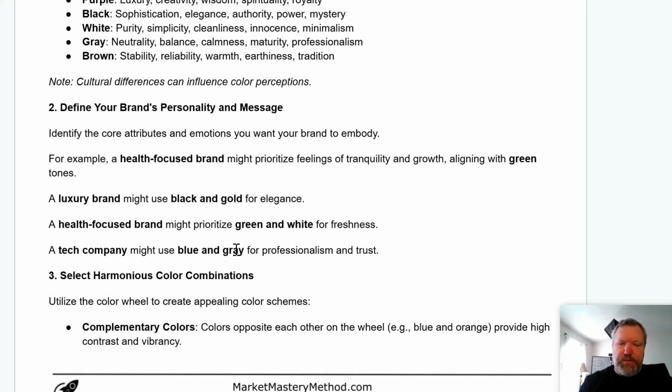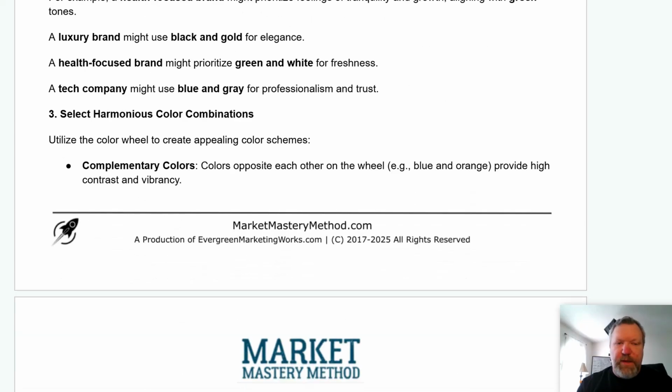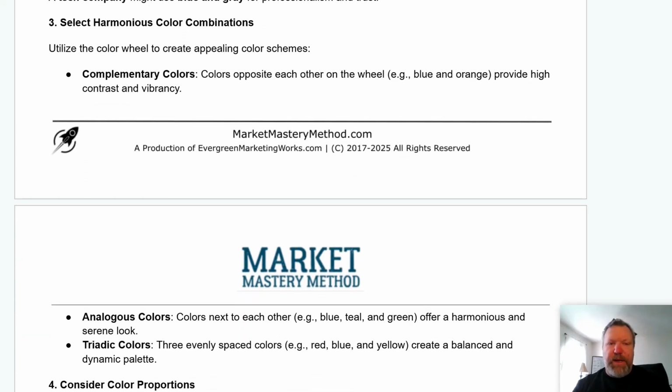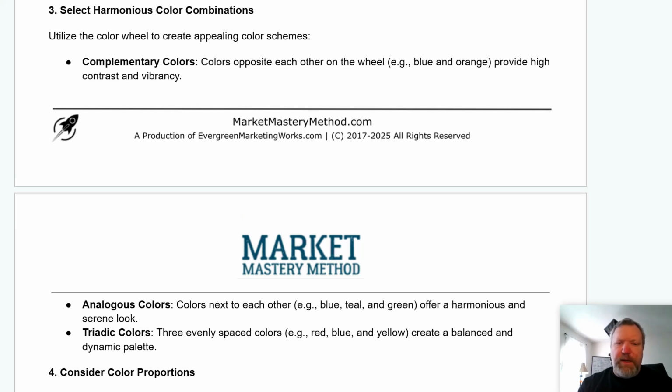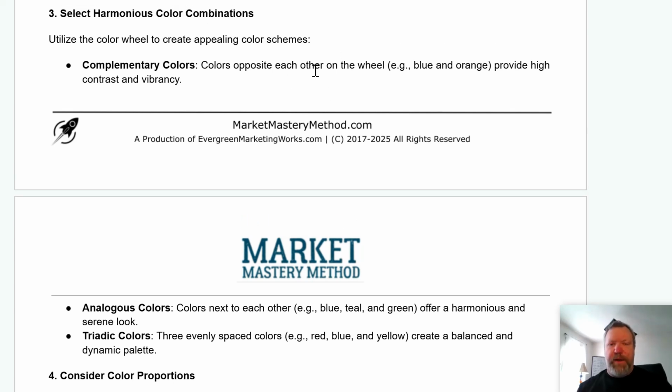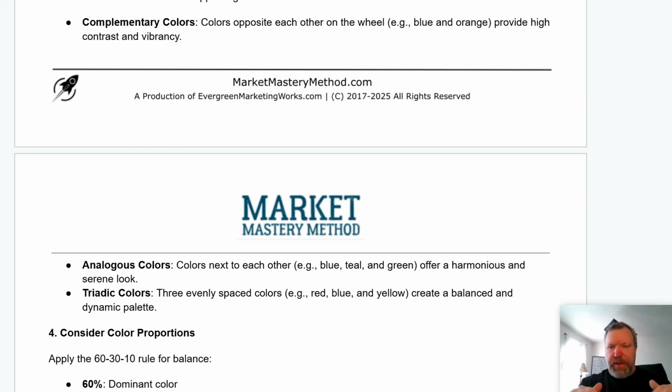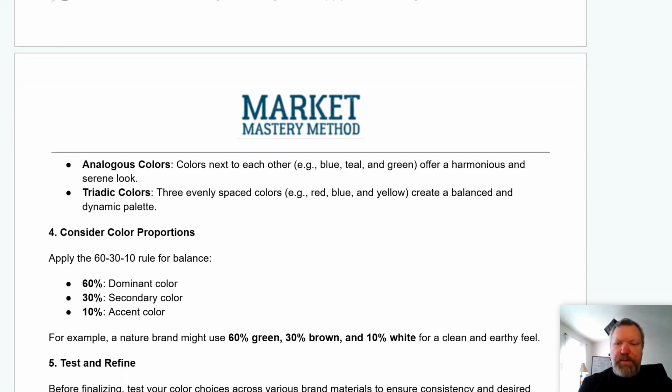A tech company could use blue and gray for trust, peace, professionalism, all that stuff. Okay, so just work through this. Select harmonious color combinations, and just read through here and test different ones. Like blue and orange, I like the combination of blue and orange for mine. It adds the trust and the peace and the stability aspect, but also a pop of vibrancy and life and some excitement, and all the while building trust.